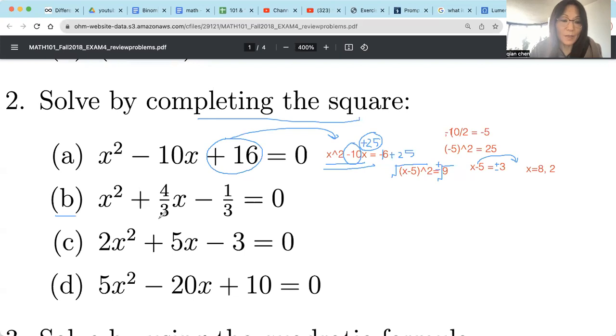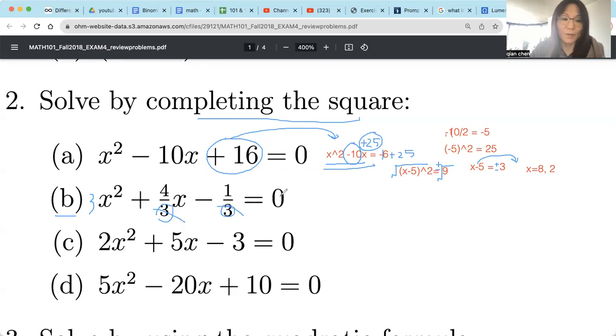B, we see 1/3, 1/3. So what do we do? We want to multiply by 3, right? We have 3 terms on the left-hand side, and 1 term which is 0 on the right-hand side. We want to multiply every term by 3. By doing that, we get 3x squared plus 4x minus 1, and 0 times 3 is still 0. So the equation becomes 3x squared plus 4x minus 1 equals 0.